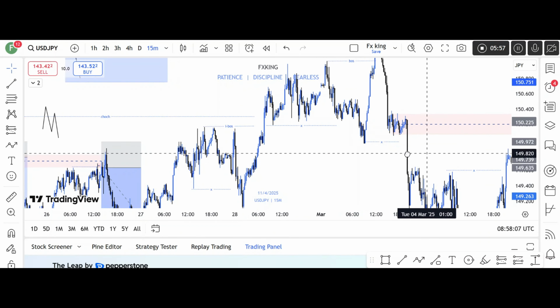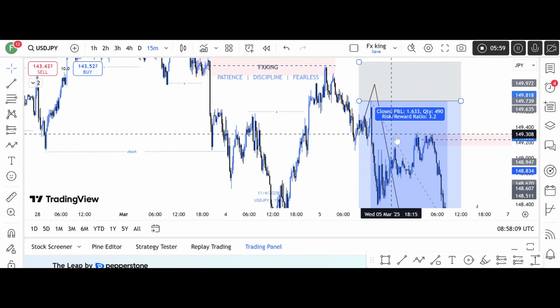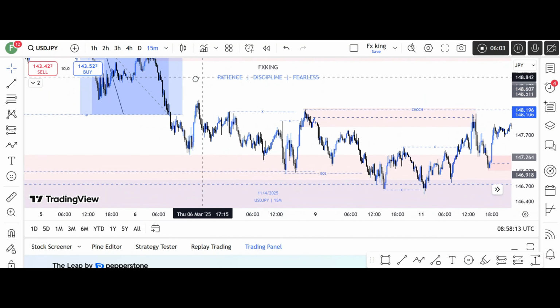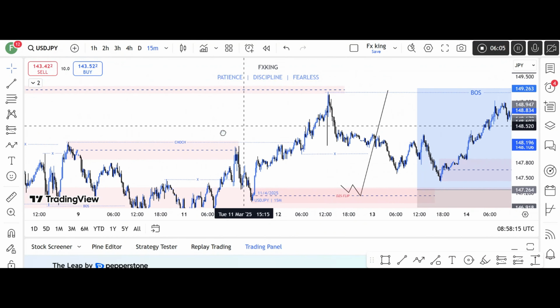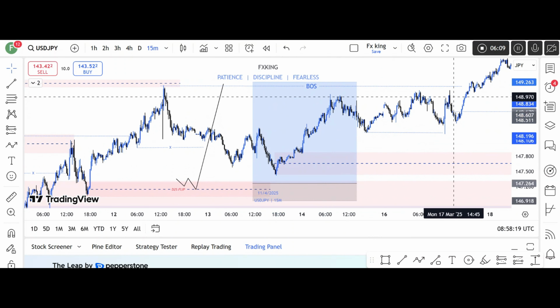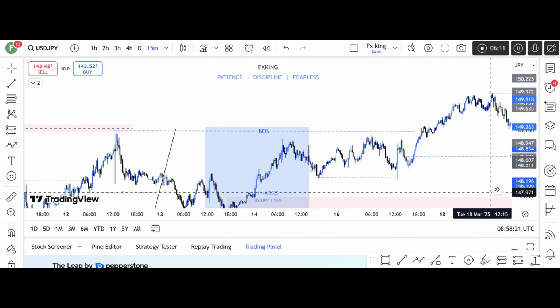If we go ahead, we are also going to see multiple of these scenarios. And by the way, this works for the majority of the pairs.